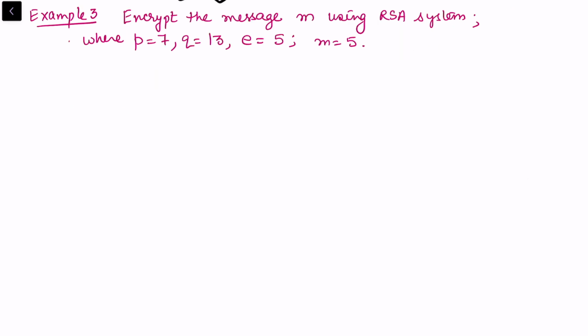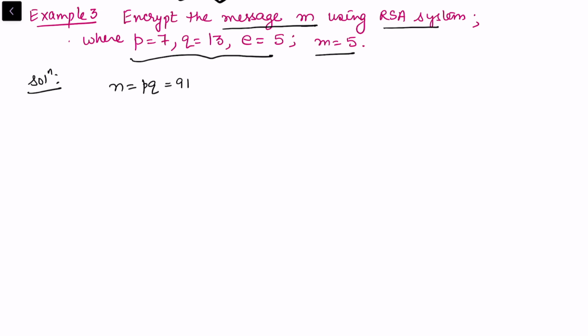In this third example, again we want to encrypt the message M using the RSA system. Here we want to find the ciphertext, because the original message is given, along with the other information P, Q and E. So in this question, let's first find N, the product of P and Q, which is 91. We also require phi N, which is equal to (P minus 1) into (Q minus 1). So this becomes 6 into 12, which is 72.